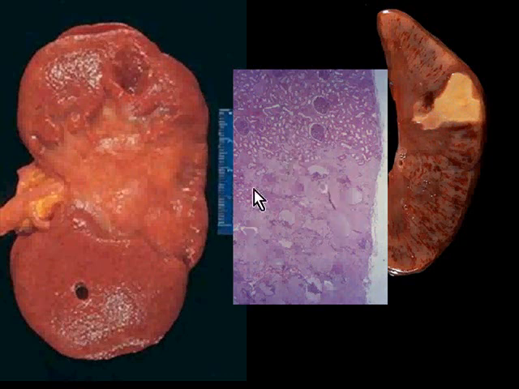Microscopically, you could see in this area of the kidney, whereas you can see some differentiation between tubules and glomeruli here, there basically is a loss of cellular definition. Remember, we called that coagulative necrosis.